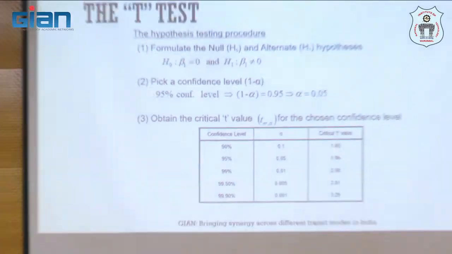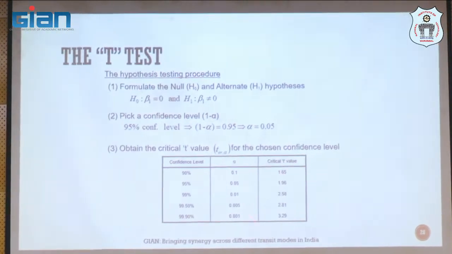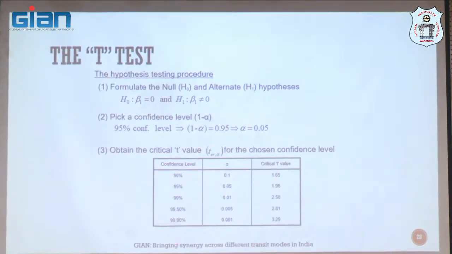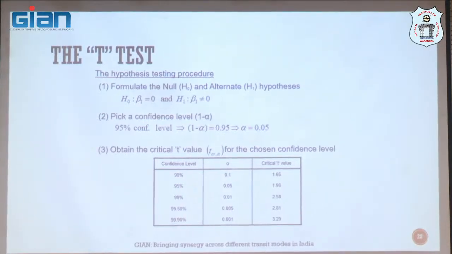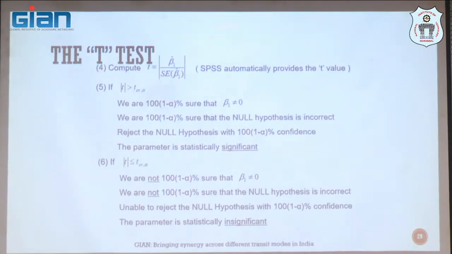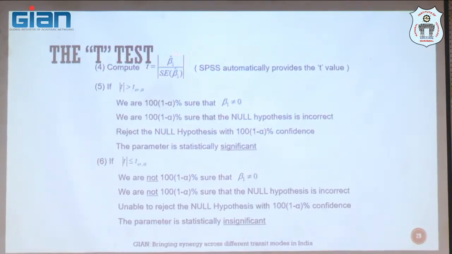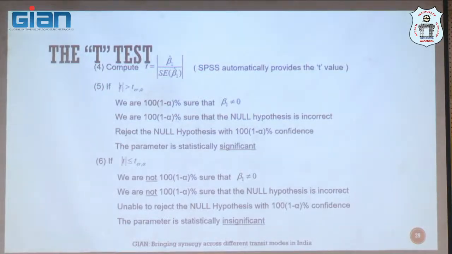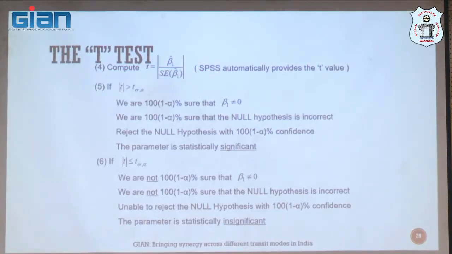I have slides where I show how to compute the test, and these are the bands, the confidence levels. We have 90, critical value is 1.65. It keeps going up as we go up in terms of the percentage confidence level. So the t computation is beta over standard error. Beta is the coefficient, over standard error.